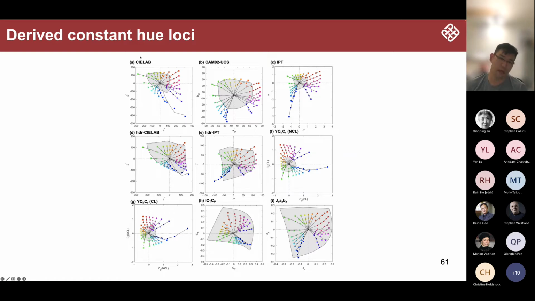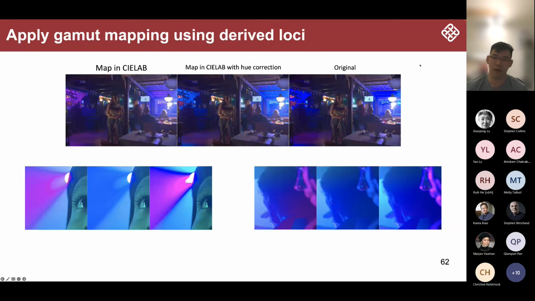And if we have these constant hue loci, we can actually do the chroma compression to have very good performance. Okay, I just show some of the results. The right image is always showing the original condition, and you can see the colors are oversaturated because they are out of the gamut. The left image is showing the result if we make the compression in the CIE-ARB.